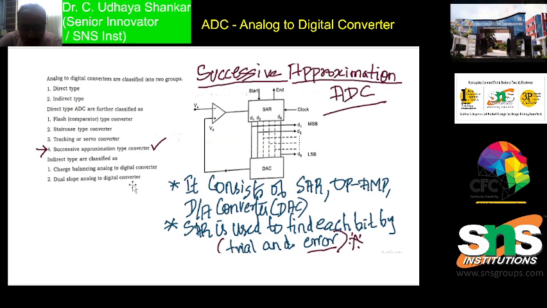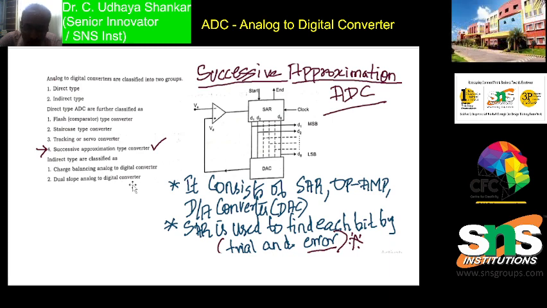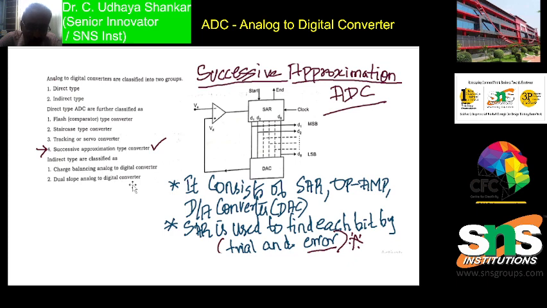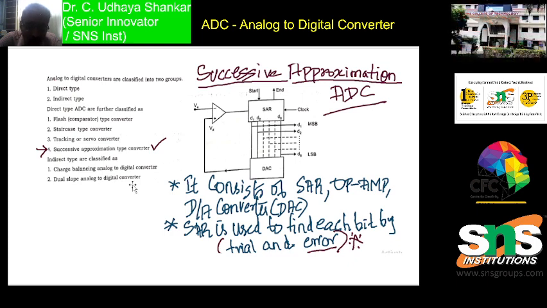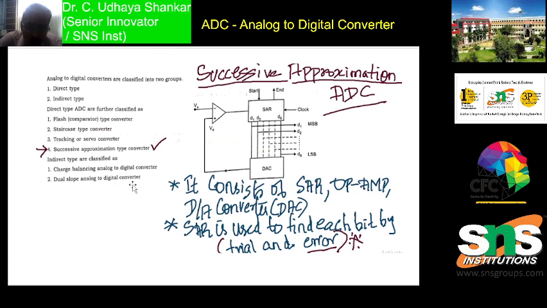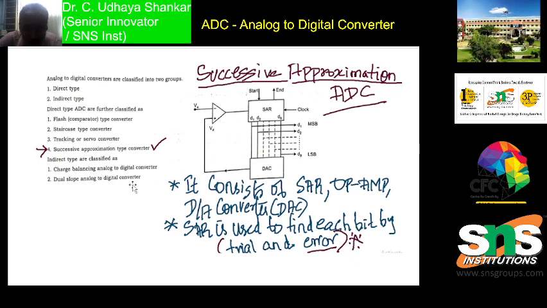Each and every type has its own pros and cons, and based on our application, we have to choose correctly which particular ADC will be suitable. Only by knowing its pros and cons will we be able to identify which type of analog to digital converter will be suitable for our particular application.